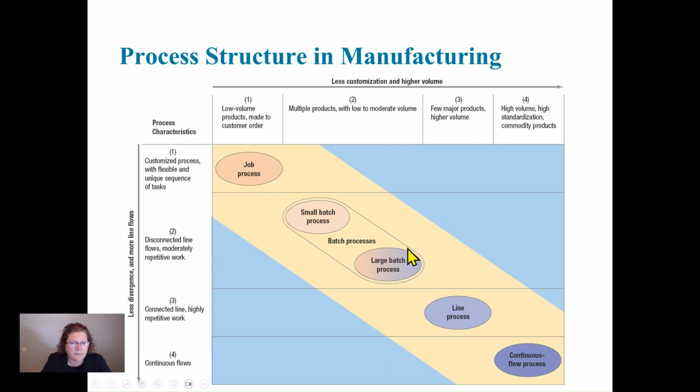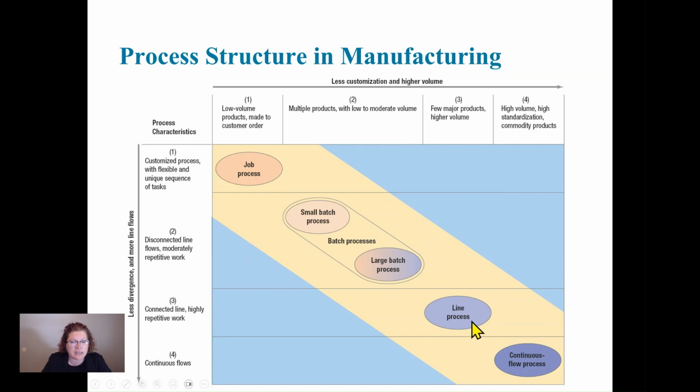We can then move into batch processes. These are things like a bakery where I do a batch of cookies or a batch of cupcakes. So I get some level of volume, moderate levels of volume. So I get some cost savings there, bringing down my unit cost. But I still have a lot of transition between product types and different equipment that needs to allow for those different product types as well.